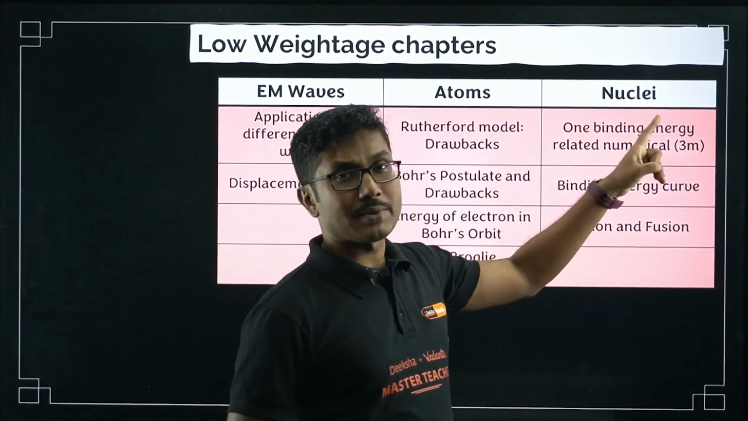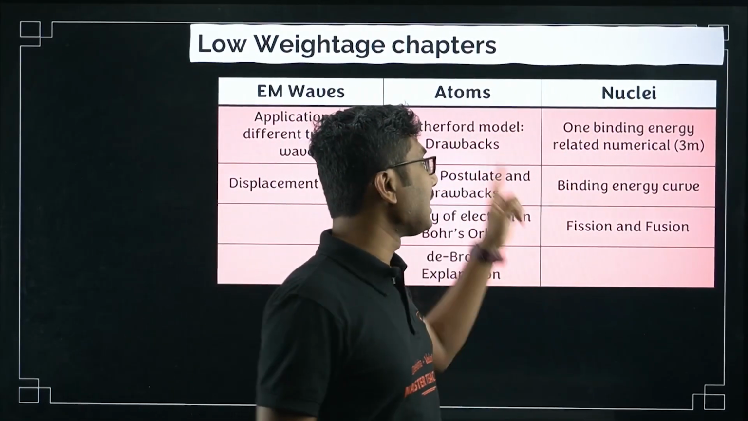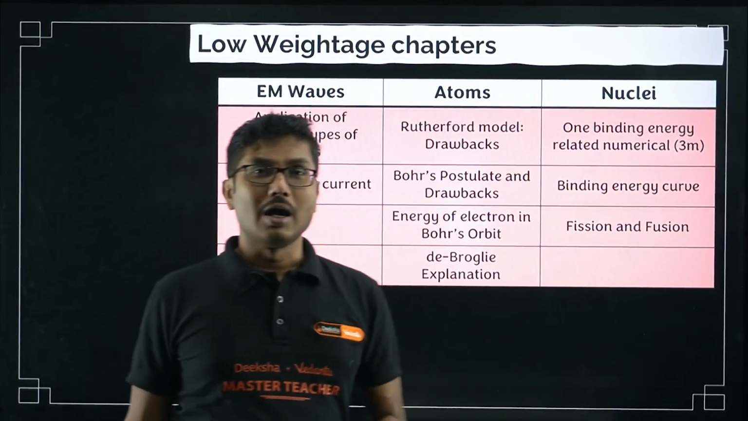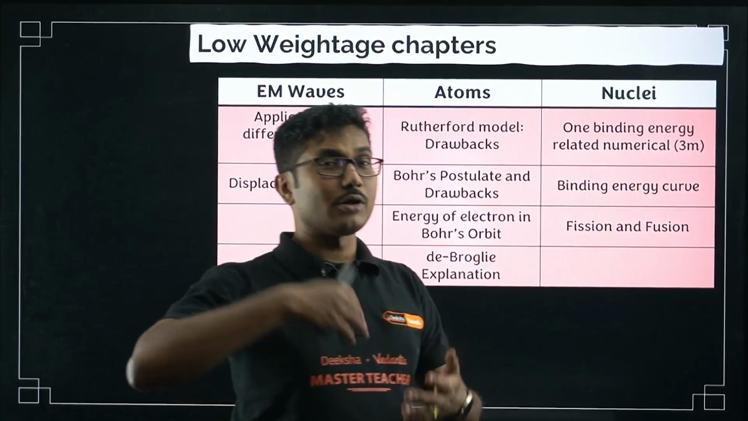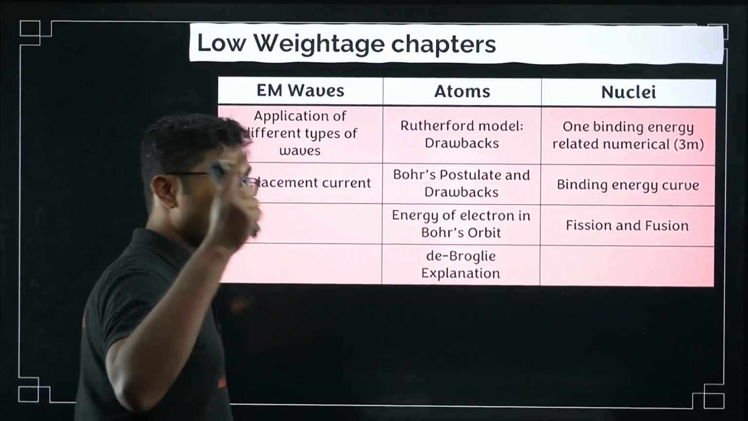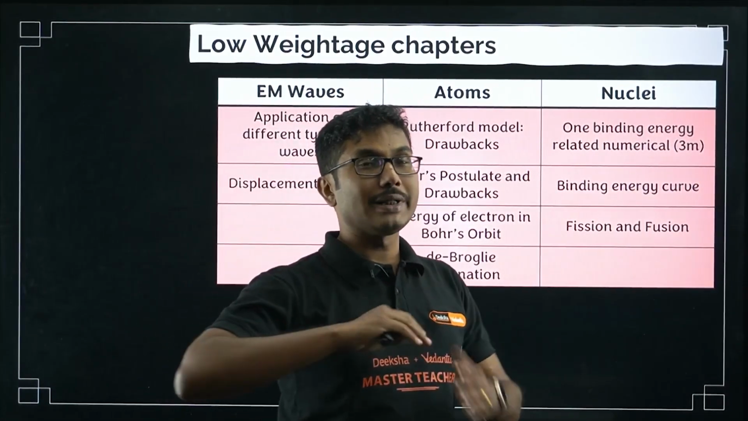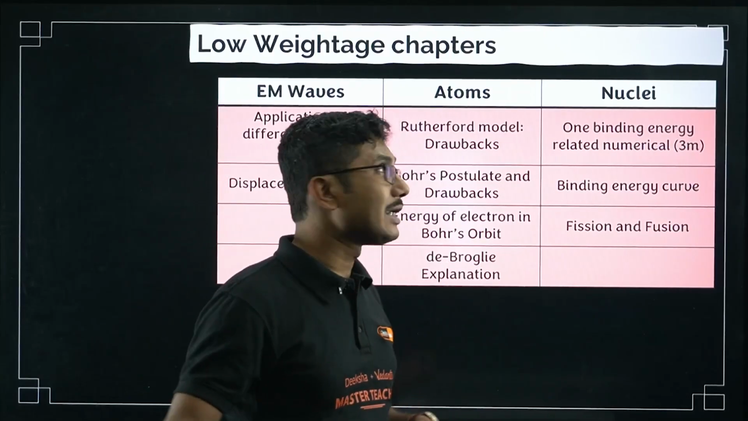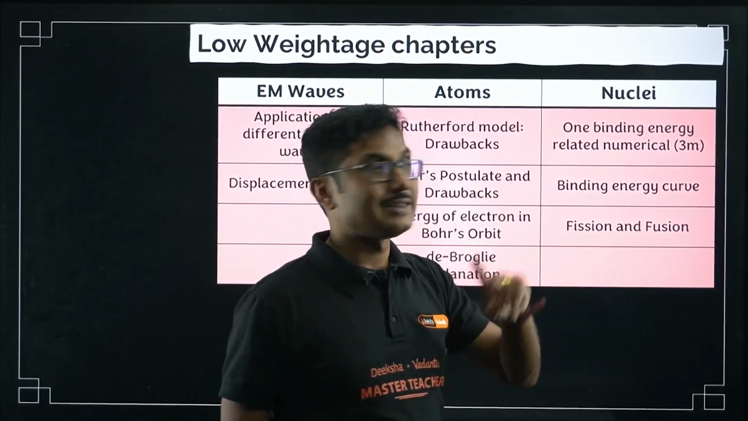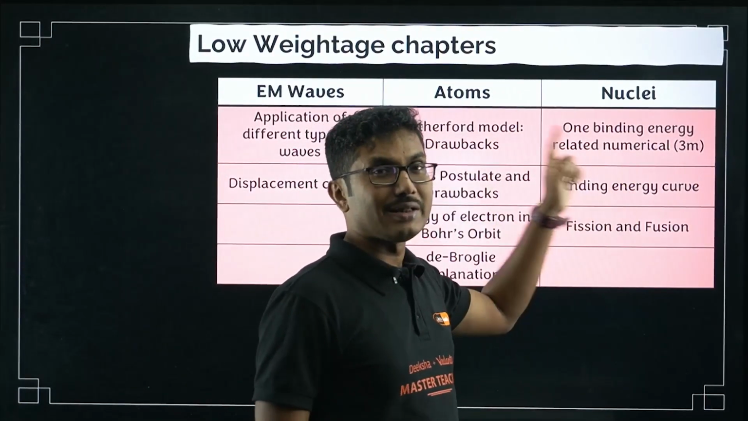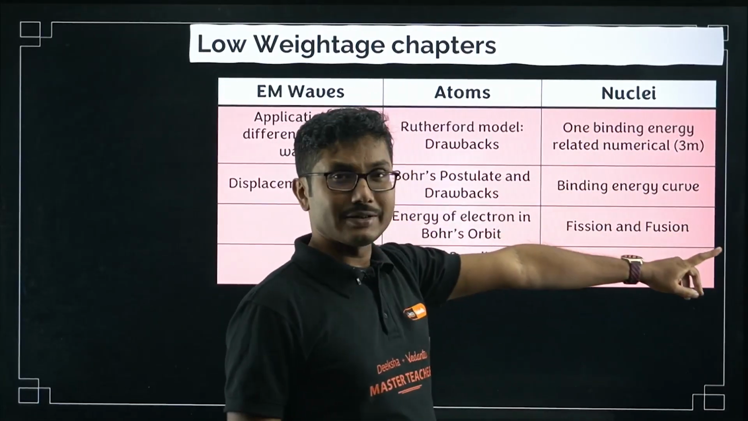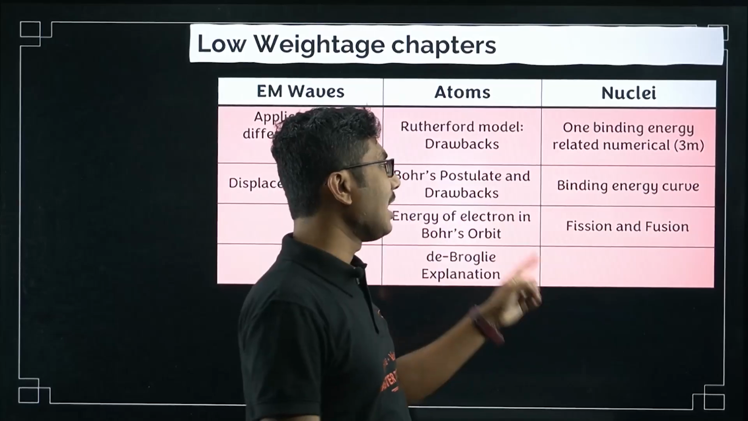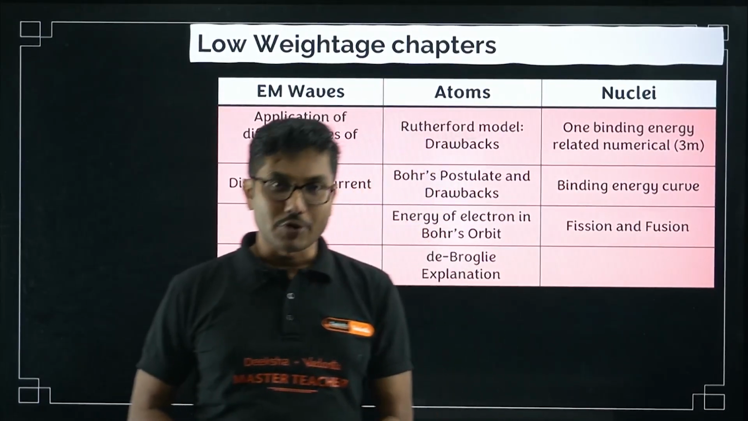In the nuclei chapter, there is a high probability that a 3-marker numerical question will come from this chapter. There are 2-marker numerical questions as well. A 2-marker numerical question may also come, but that is not very easily predictable, while in the 3 marker section it is easily predictable. Most likely there will be a 3 marker numerical from this chapter. Other than that, binding energy curve related questions and fission and fusion related questions are important from this chapter.